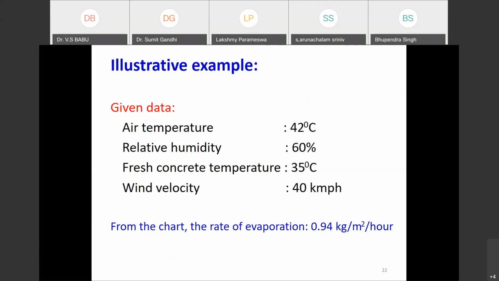For example, air temperature is 42 degrees centigrade, relative humidity 60%, fresh concrete temperature 35 degrees centigrade, and wind velocity 40 kilometers per hour. With this data, I would like to explain the procedure to calculate the rate of evaporation. Go to the chart once again.